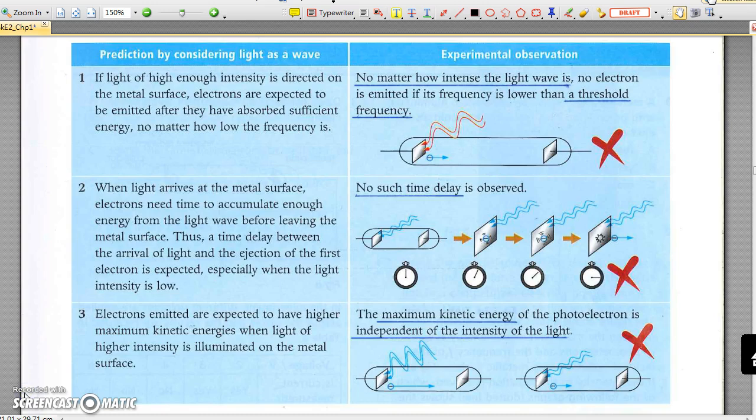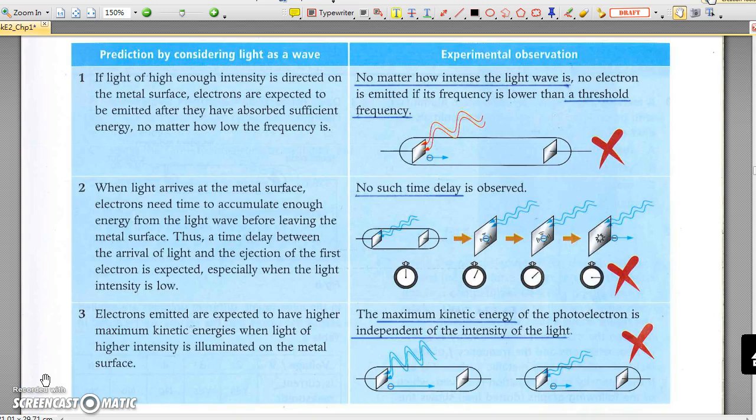Lastly, according to wave theory, when the light intensity becomes higher, that is, the amplitude of the light wave becomes larger, there should be a higher maximum kinetic energy amongst the photoelectrons. However, the maximum kinetic energy of the photoelectrons does not depend on the intensity of light, but it only depends on the frequency of light illuminating the metal surface.